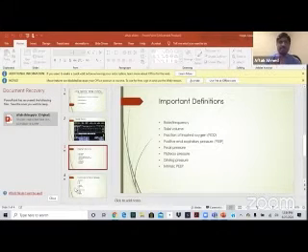Driving pressure is a similar concept. Basically, it's plateau pressure minus PEEP, and you want to keep that number below 15.